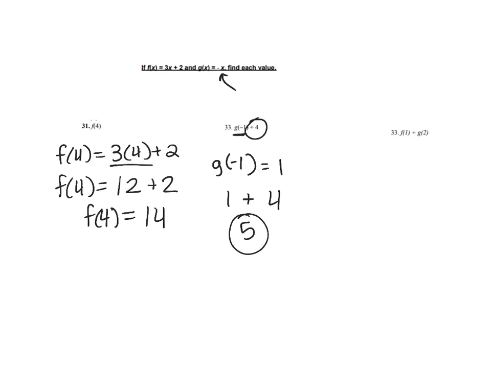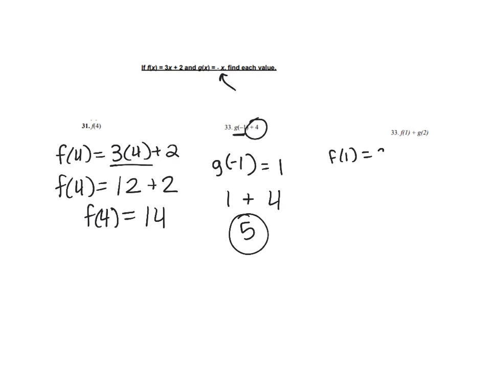And then the same thing over here on 33.2 or 34, because of my typo, we are going to find f of 1, find that answer, and then we're going to add g of 2. So let's start with f of 1.